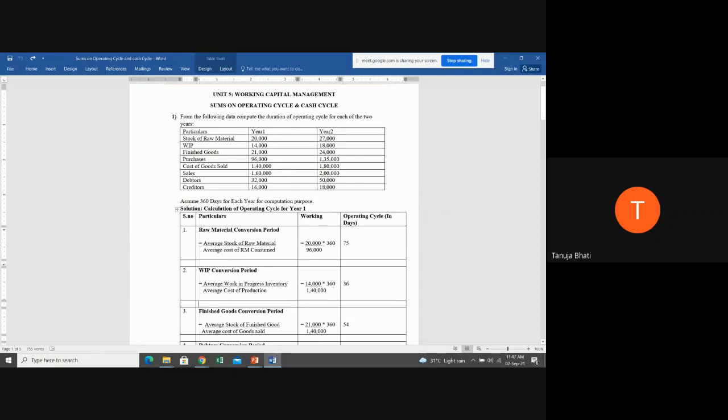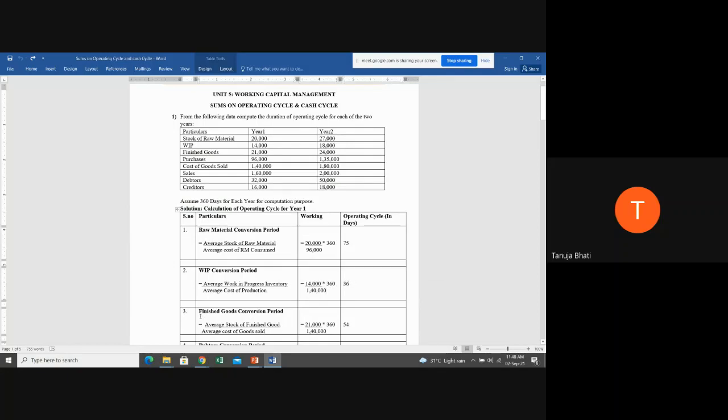Next we have to do the work in progress conversion period. The formula is average work in progress inventory divided by average cost of production. Now, average cost of production is not given, therefore we take cost of goods sold as average cost of production. So work in progress inventory is given as 14,000 here divided by average cost of production, that is 1,40,000, because obviously how much production has taken place, that many goods will be sold. So 1,40,000 into 360. So it is 36 days.